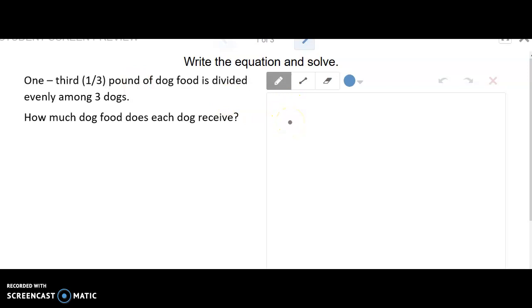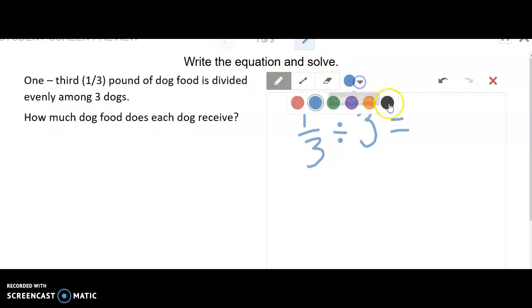So let's put this over on our board and let's come up with an equation that we can use to solve this problem. So we've got 1/3 pound of dog food and it's divided among 3 dogs. So we're going to do division and we have our 3 dogs. And so we need to solve this problem to find out how much dog food each dog will receive.